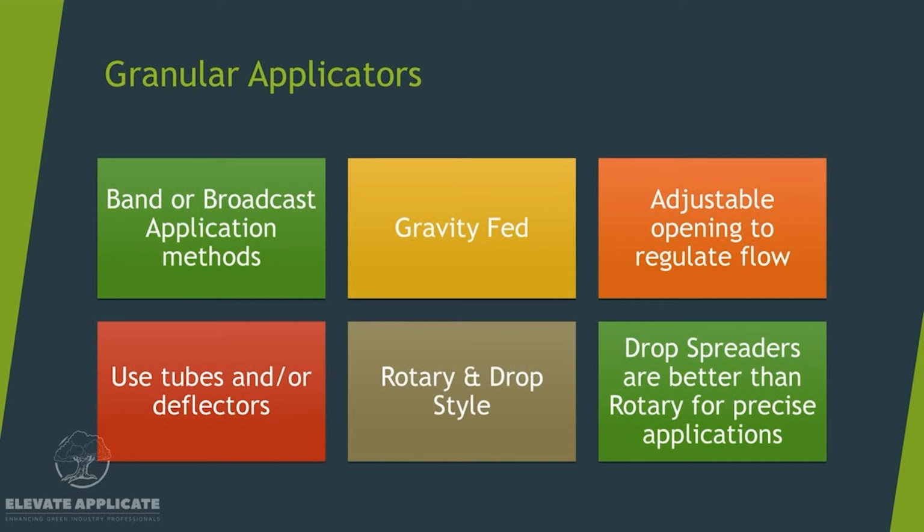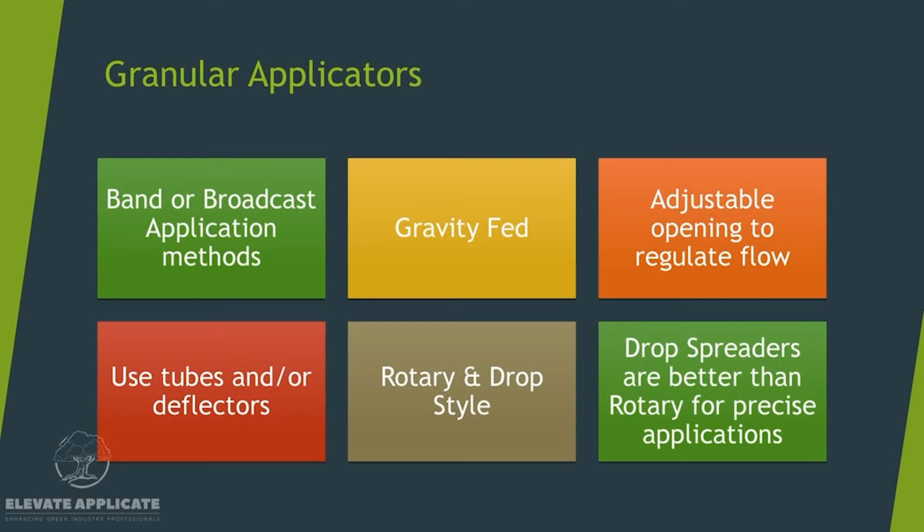Then we have granular applications. Band or broadcast application methods, kind of interchangeable there. They're typically gravity fed. So if you think of your walk behind Scott's fertilizer spreader, you put the granule in the top and it feeds down and then it spits it out everywhere, or it drops it. They're adjustable as far as opening and regulating the flow, how much is being dispersed. They can use tubes or deflectors, and that's kind of how it flings out material.